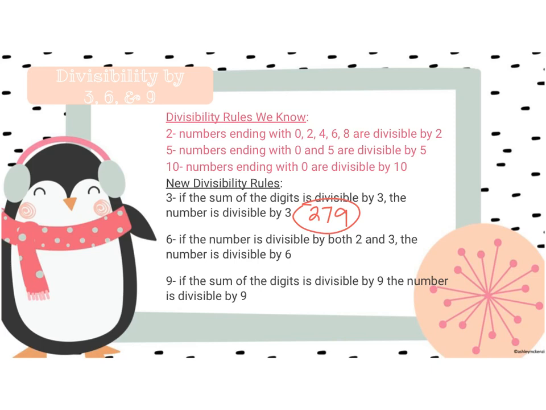So if it's divisible by 6, it has to be divisible by both 2 and 3. So for example, a small number like this, we know obviously what makes 18. But look at the digits. 1 and 8. 1 plus 8 is 9. Okay. 9 can be divided by 3, so I know 18 can be divided by 3. But I also know 18 is even, and it can also be divided by 2. So that would also be divided by 6.